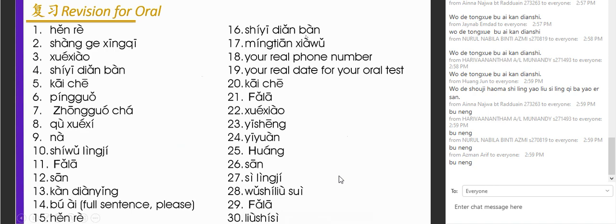Okay. If I ask you the phone number question during the oral test, I will write down your answer on our WhatsApp. If your number is different, then that will be a wrong answer. So you need to answer your own phone number for number 18. Remember, number 1 in a phone number we read as 幺. Then for 19, also answer the real date for the oral test.